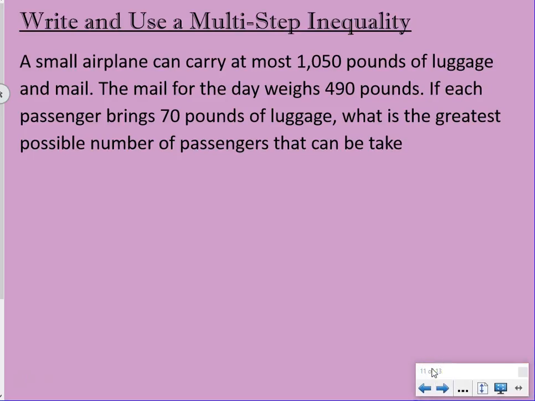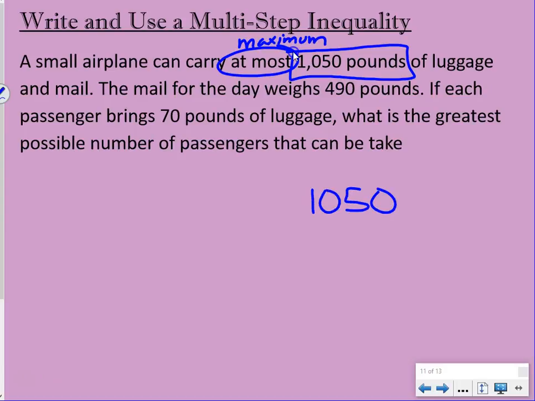All right, last example. Write and use a multi-step inequality. A small airplane can carry at most 1,050 pounds of luggage. So at most means that's your maximum. You can't carry any more than that. So for 1,050, that is as much as you can carry. So we're going to use less than or equal to for our inequality sign.